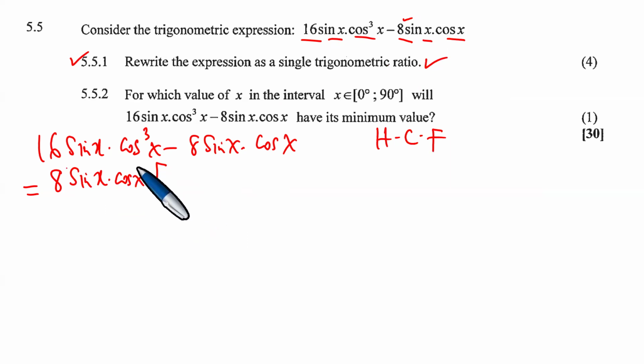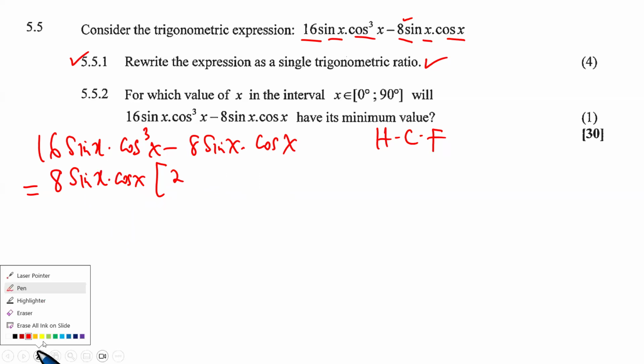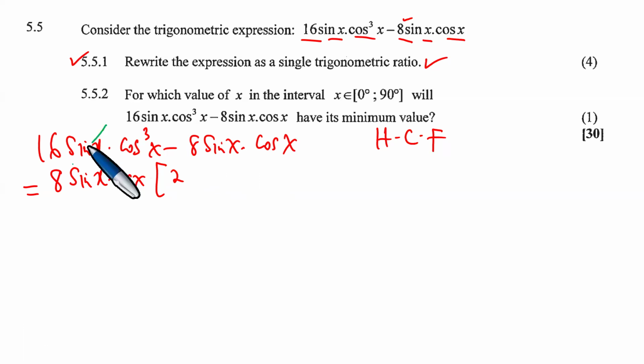Upon careful examination, if you then do the division inside the expression: 16 divided by 8 gives us 2. Because the sine has been taken out, you cross it out. The cosine has been taken out, so you cross it out. We take out one cosine, and we're left with 2 cosine squared x minus 1. Well done.